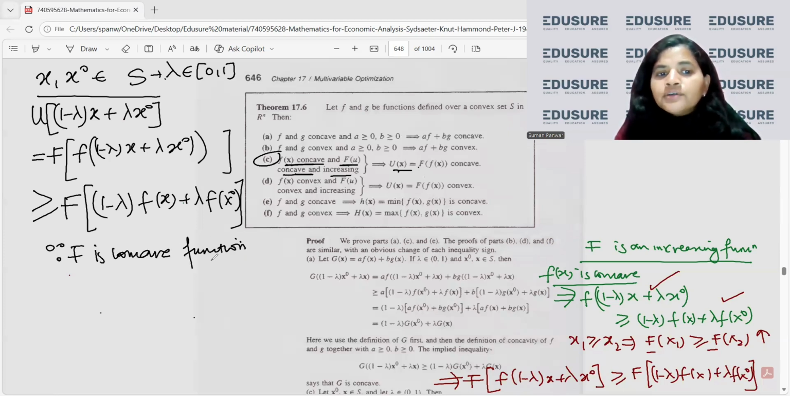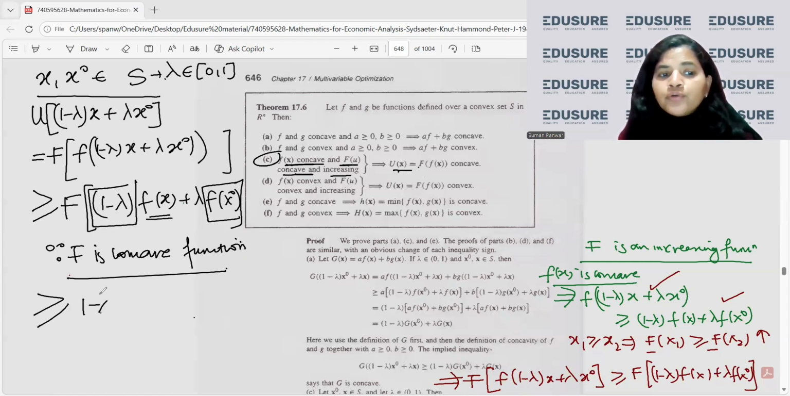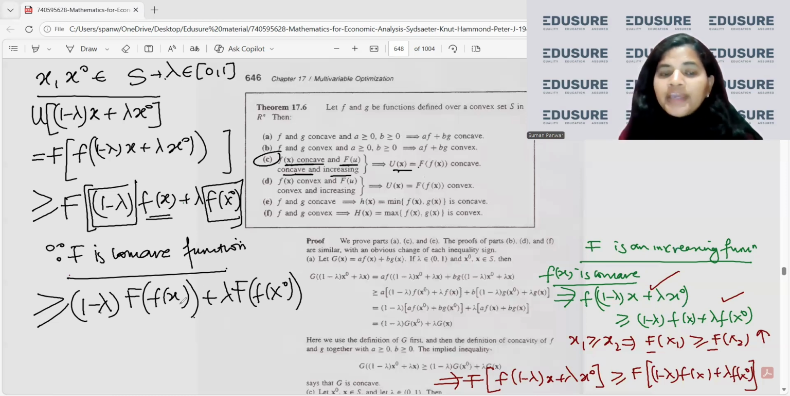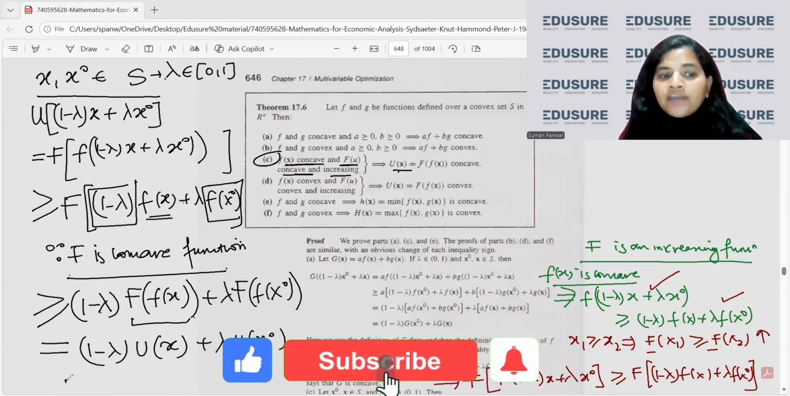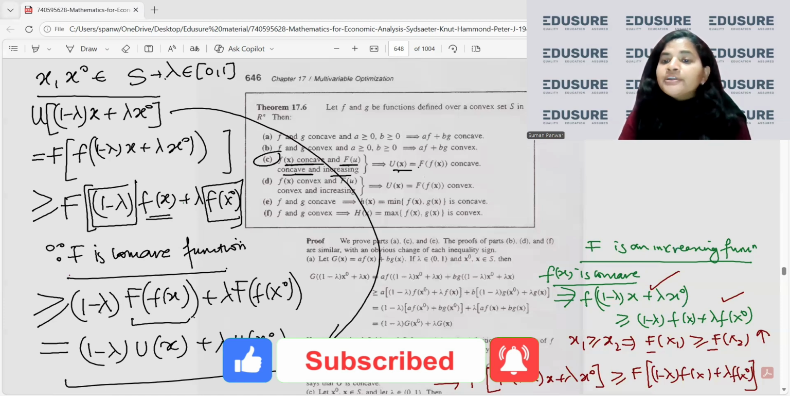So now what do you think should be happening? Now this is again a convex combination of small f(x) and small f(x naught). So this should be greater than or equal to (1 minus lambda) capital F of small f(x) plus lambda capital F of small f of x naught. Now this is by the concavity of capital F. Capital F is concave as well as increasing. So now this is nothing but (1 minus lambda) u of x plus lambda u of x naught, and we are done. We have proved that capital U is a concave function.